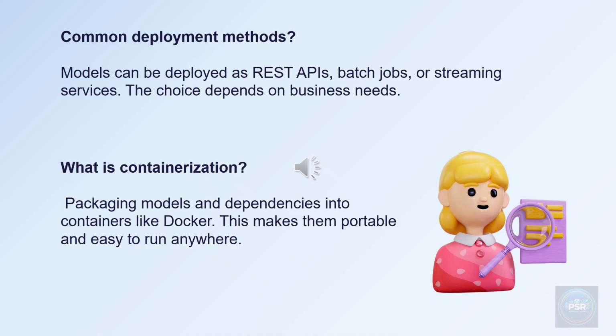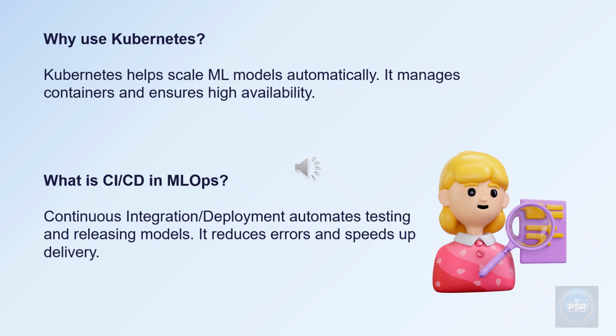What is containerization? Packaging models and dependencies into containers like Docker. This makes them portable and easy to run anywhere. Why use Kubernetes? Kubernetes helps scale ML models automatically. It manages containers and ensures high availability. What is CI/CD in MLOps? Continuous integration/deployment automates testing and releasing models. It reduces errors and speeds up delivery.